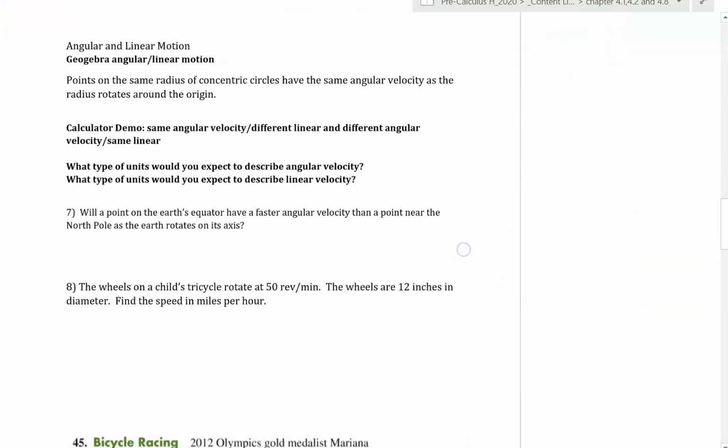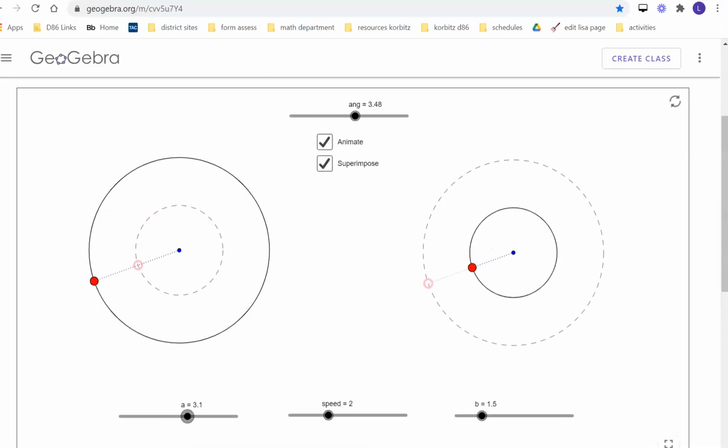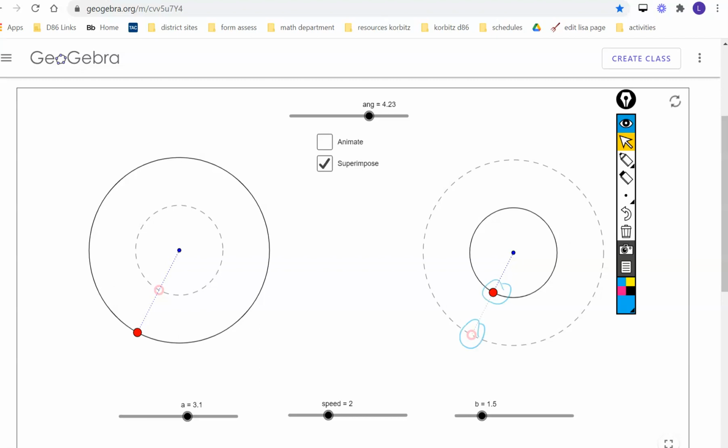Okay, so the next thing we're going to talk about is angular and linear motion. So we're going to take a look at another applet for angular and linear motion. From this GeoGebra, you can see the points on a radius of concentric circles. Here I'll stop it for a second. These points have the same angular speed. I circled the points in blue, so notice those points have the same angular speed as the angle is rotating around the circle.